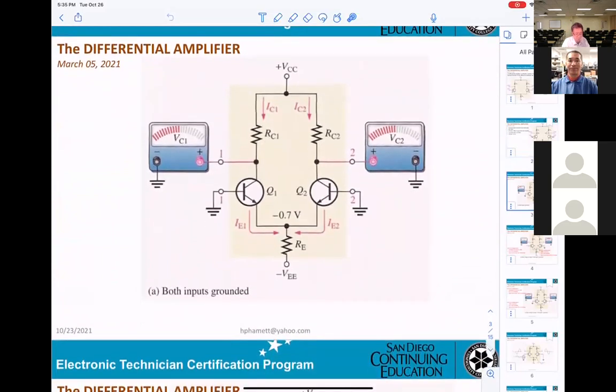Okay, now you're looking at this one here. When they grounded input 1, they grounded input 2. When they measure the VC, you can see what's going on. They are both the same. You see that? They both have the same voltage, VC1 or VC2.